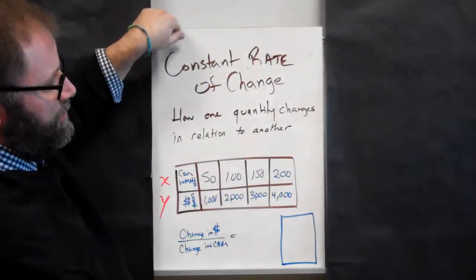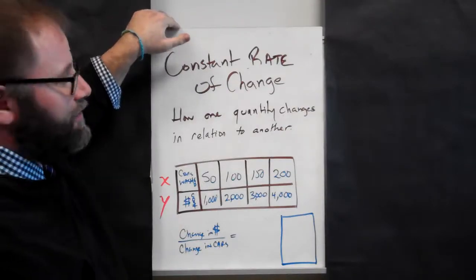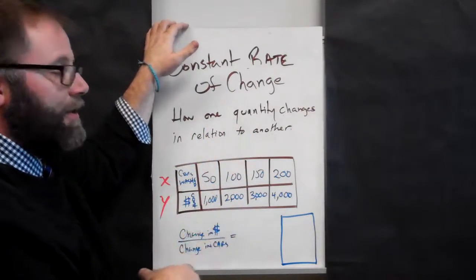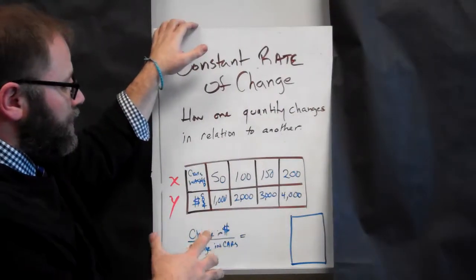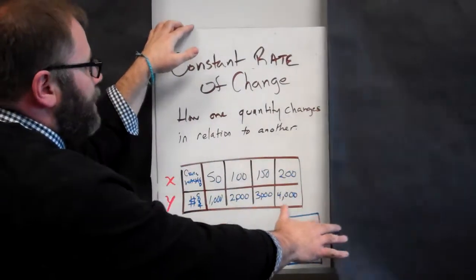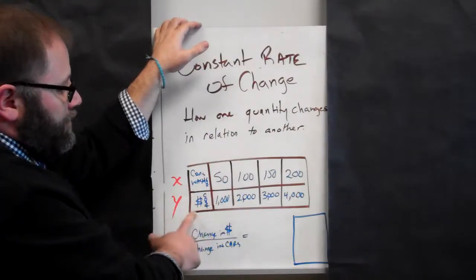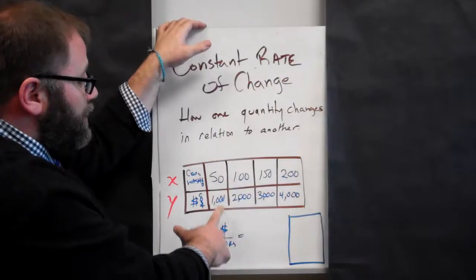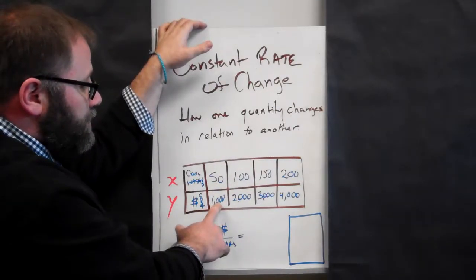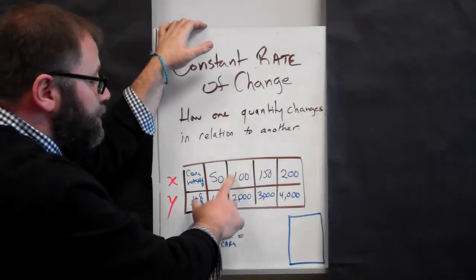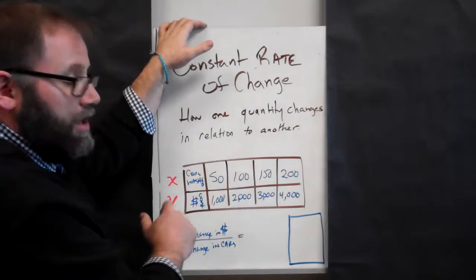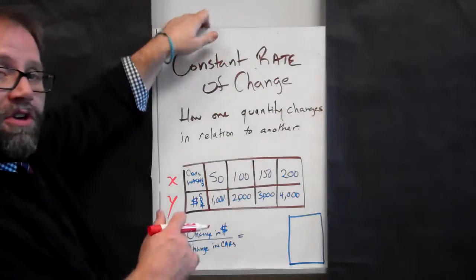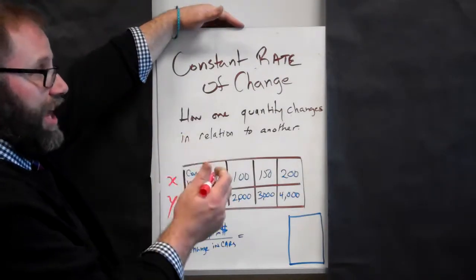and get to this. What is the constant rate of change? So constant rate of change is how one quantity changes in relation to another. So as we see in this table here, we see cars washed and cost. So that would end up being what we take in. So here if we wash 50 cars, we take in $1,000. If we wash 100 cars, it's $2,000, so on and so forth. And we start to look at how these things change.